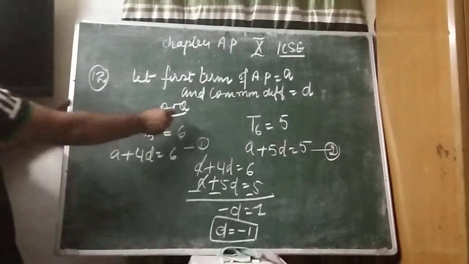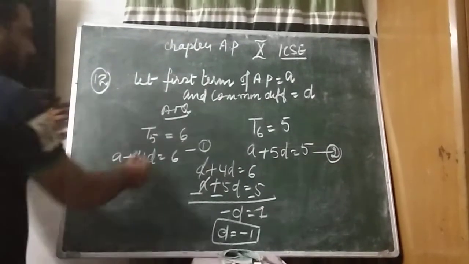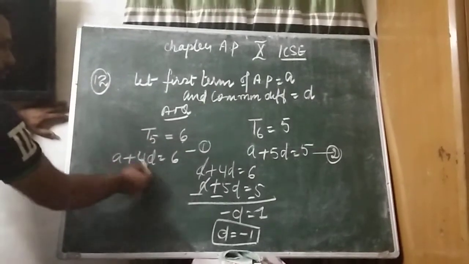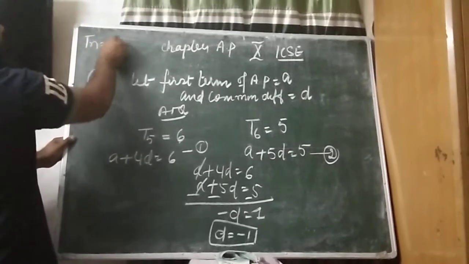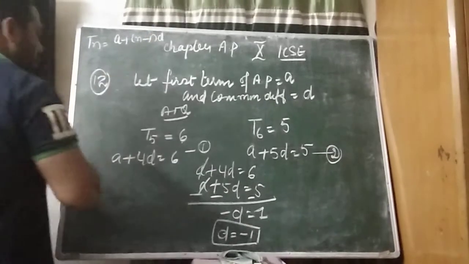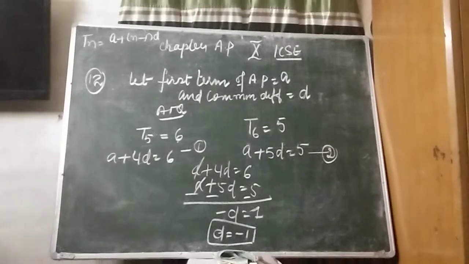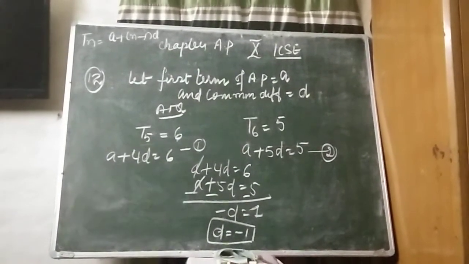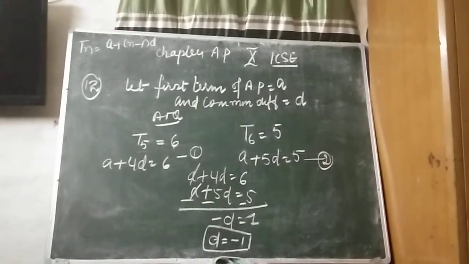Then according to the question, what is given: the fifth term is given as 6. In the previous video we have done this, the fifth term we can write as a plus 4d by using the formula Tn equal to a plus (n minus 1)d. So for the fifth term we can write a plus 4d equal to 6, and for the sixth term we can write a plus 5d equal to 5. So here we get two equations in a and d. So we just solve these two equations.